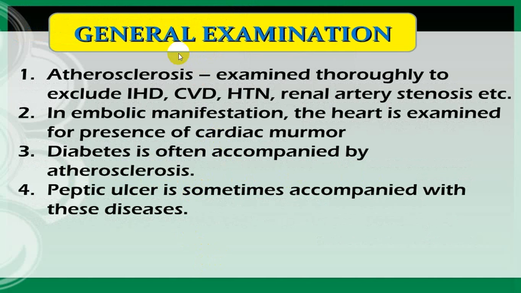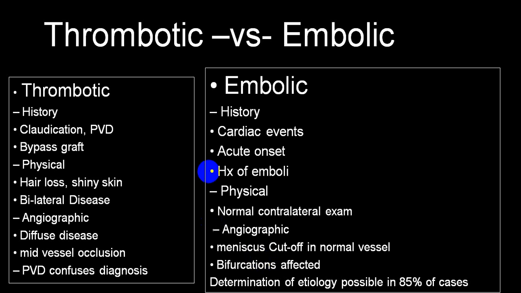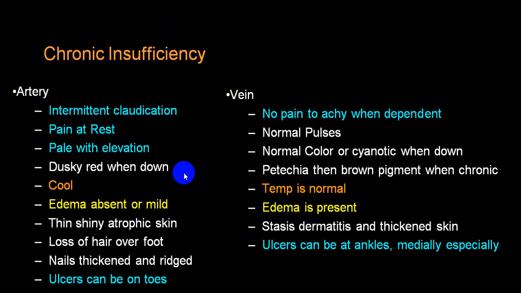You can look for general examination findings for atherosclerosis and embolic phenomena. In a person who has diabetes mellitus, which is accompanied by atherosclerosis, try to look out for different findings. ABI index can be done. You try to differentiate thrombosis from embolism by clinical examination.